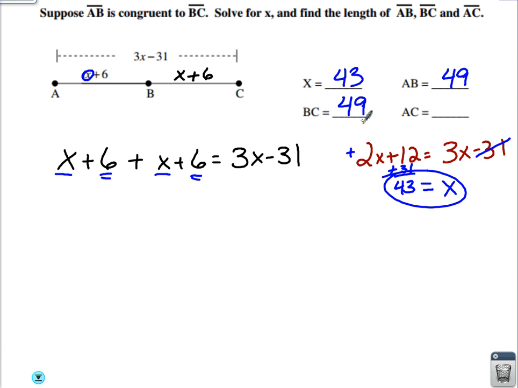Either I can add 49 to 49, it gives me 98, but I want to check myself and make sure I'm right. Instead of doing that and get 98, let's plug in 43. And if I get 98, I must be right. 3 times 43 is 129. 129 minus 31 gives you 98. It checks out.